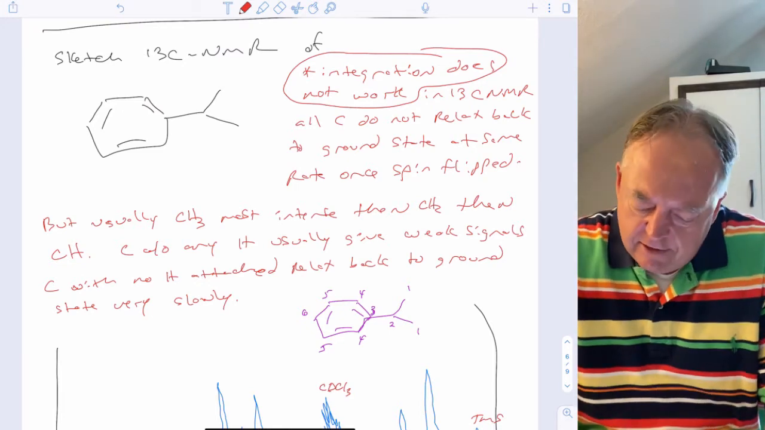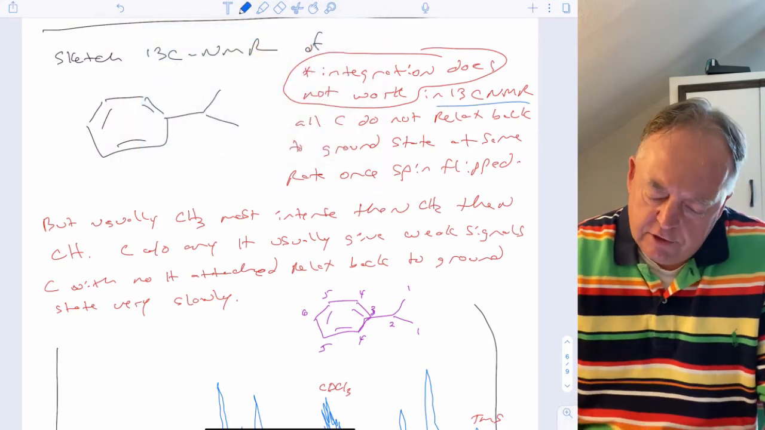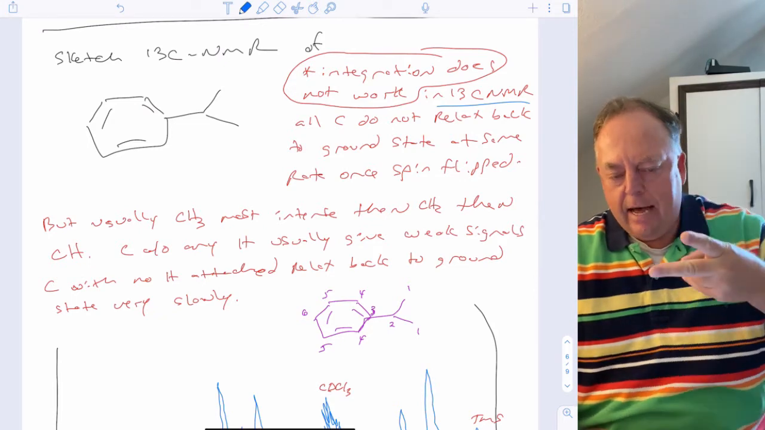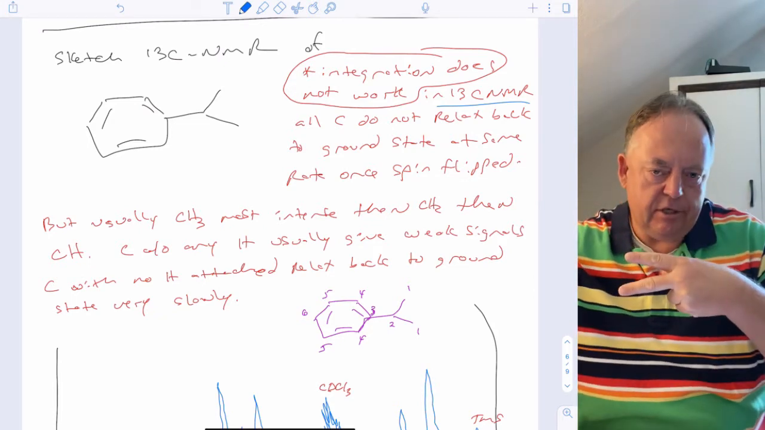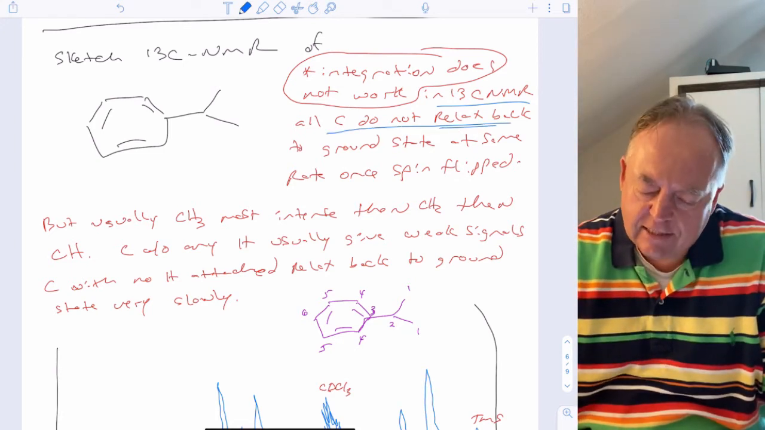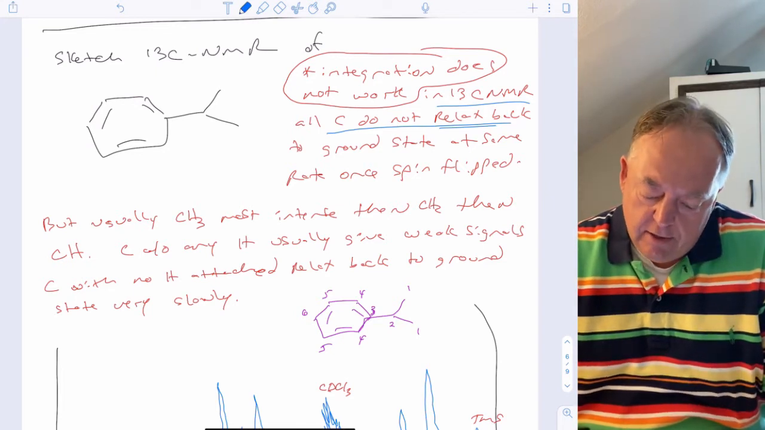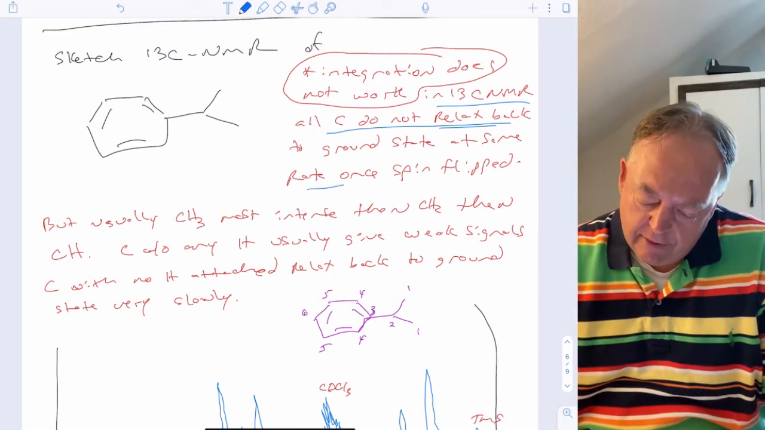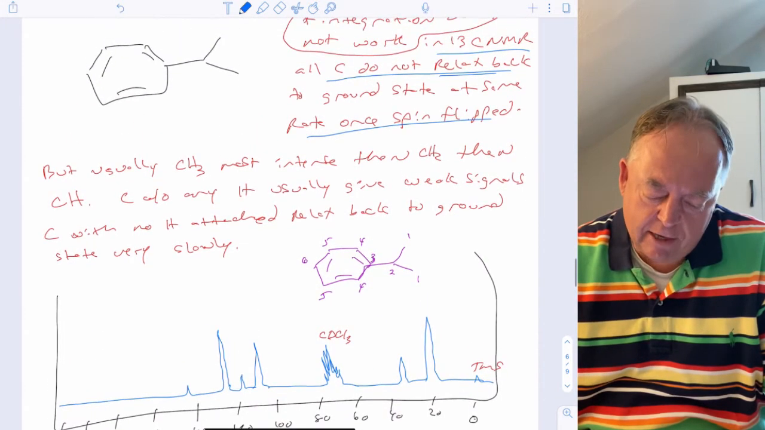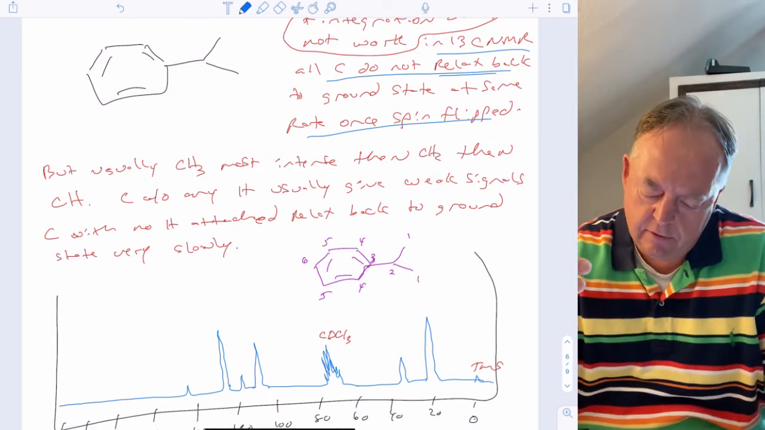But carbon-13, that doesn't work, because in carbon-13, right, so you excite the carbon-13, it does a nuclear spin flip, and then they flip back and they give off energy, and you measure that energy that's given off. But the problem in carbon-13 is that all carbon do not relax at the same rate. Some react fast, some react slow, and so that messes your integration up. So you can't measure the area under a carbon signal and know how many carbons that is giving rise to that signal.